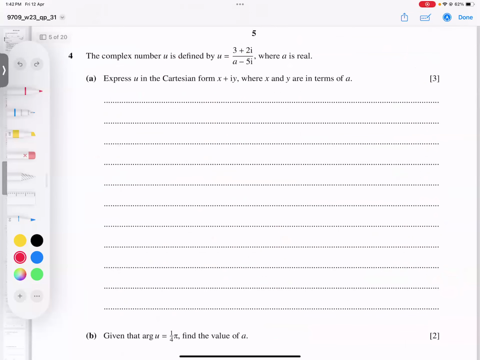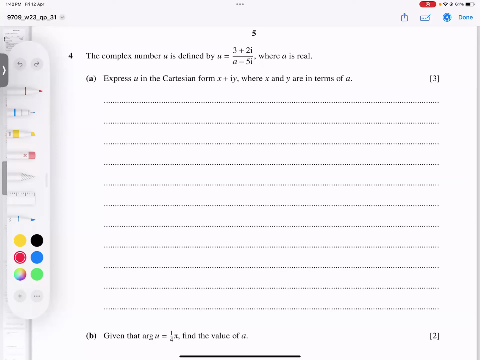A complex number u is defined by this, where a is a real number, and it says to use Cartesian form. This is called Cartesian form. Make sure the answer is in terms of a. So let's start.